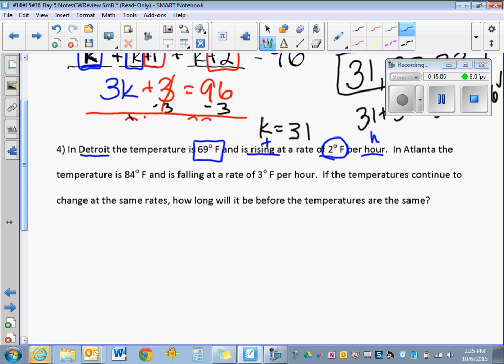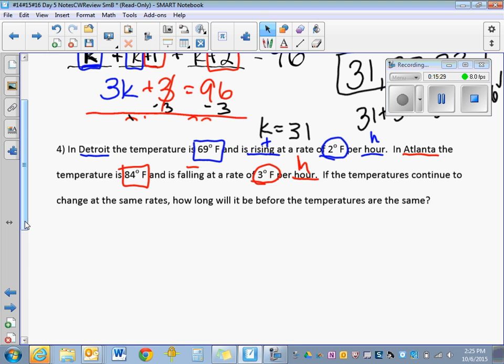Alright, then we have Atlanta. What's happening in Atlanta? What's its current temperature? It's 84 degrees. It's falling by 3 per hour. Very good. What does it mean if it's falling by 3? Minus. Good. Where it's decreasing. Minus 3 degrees again per hour. Not just once, but every single hour.